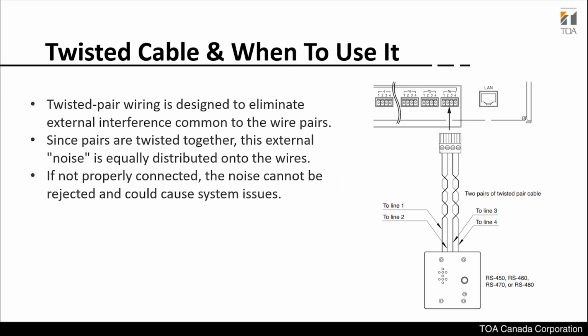Also important is twisted cable and how to use it. As an end note to our discussion of commercial audio system wiring, I want to take a moment to go over twisted cable and when to use it in the system. Twisted pair wiring, when required by devices, is designed to eliminate external interference common to the wire pairs. Since the pairs are twisted together, this external noise is equally distributed onto the wires. The sending and receiving circuitry expects that this twisted pair is used as a pair. If not properly connected as a pair, the noise cannot be rejected and could cause equipment dysfunction.